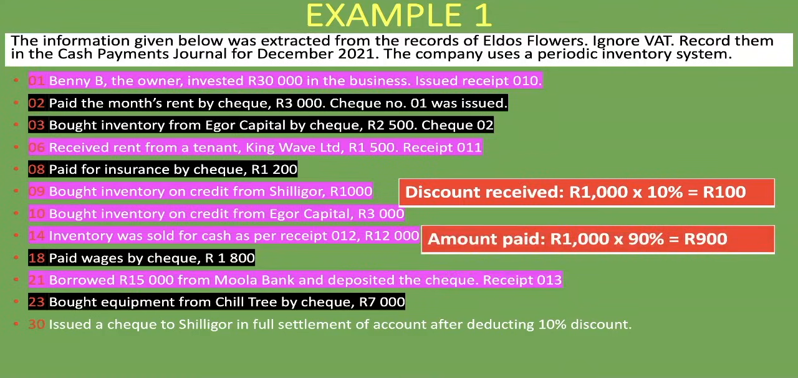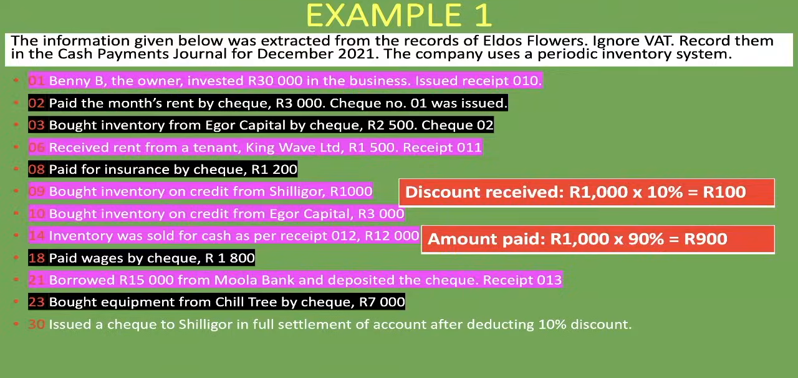How did I get 90%? Well, if 100% is what we owe them and they give us 10% discount, 100% minus 10% gives us 90%. That means we only paid 90%, and the amount that we actually paid is 900 rand. It's very important for you to calculate both the discount and the amount that you actually paid them, and you'll see how it works in the cash payments journal. Another way you could have calculated this is just by taking the 1,000 rand minus the discount of 100 rand, and it will give you that 900 rand that we have calculated down there.